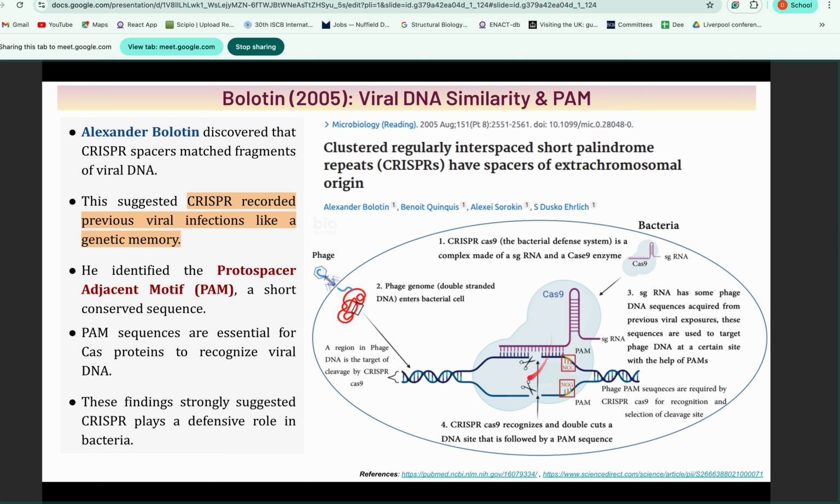So this Cas9 enzyme will cleave the double-stranded DNA which is coming from our phage. So CRISPR-Cas9 recognizes and double cuts a DNA site that is followed by the PAM sequence. So where the cut is happening, it is close to the PAM site.